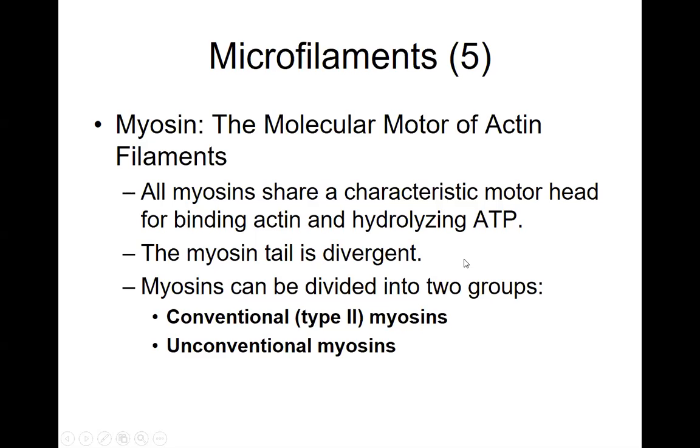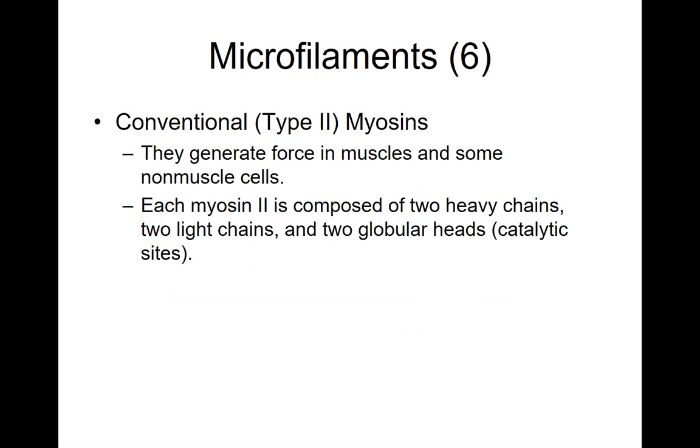The tail is what is different between all the different groups of myosins. So the conventional and unconventional myosins can be found in different cell types as well. Conventional myosins are the ones that generate force in muscles, and there are some non-muscle cells that can also have conventional myosin. Conventional myosins have two heavy chains, two light chains, and two globular heads, which are the catalytic sites.